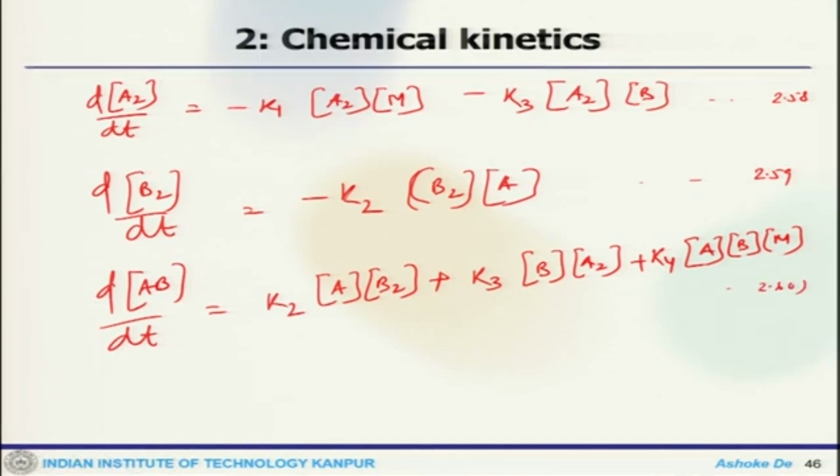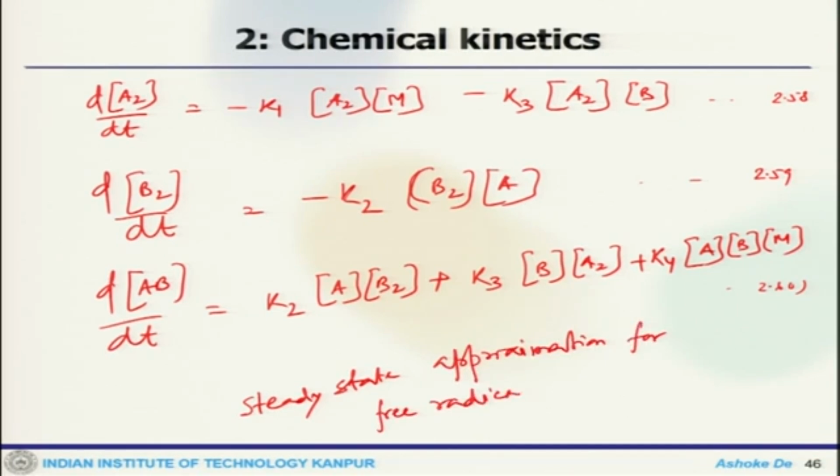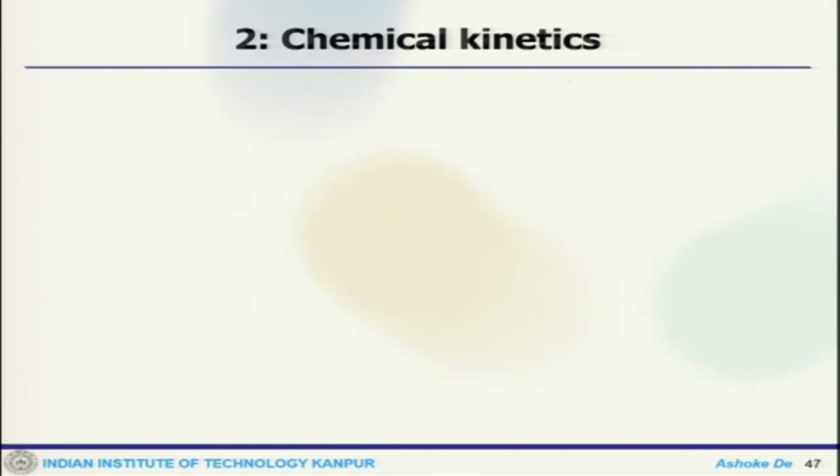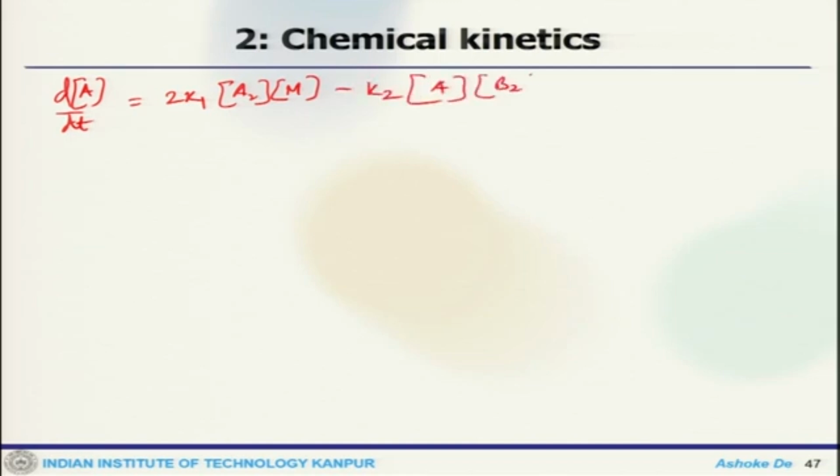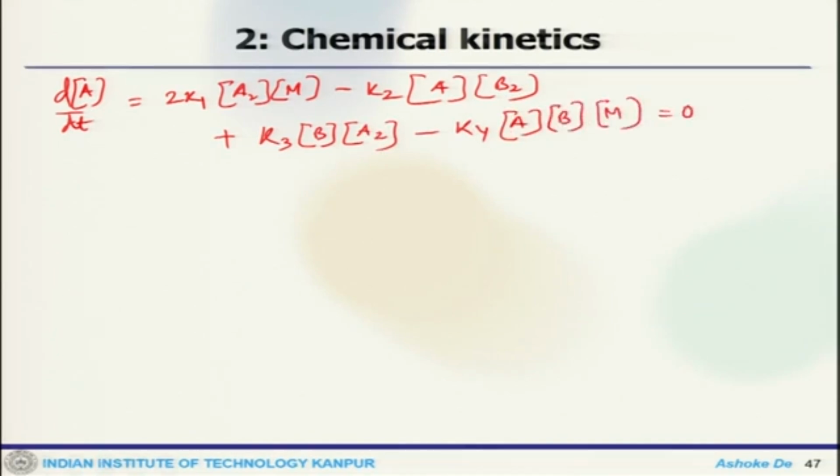Now, what do we do? We use the steady state approximation for free radicals A and B. So, you find that dA/dt is 2k1 A2 M minus k2 A B2 plus k3 B A2 minus k4 A B M, which for steady state goes to 0.